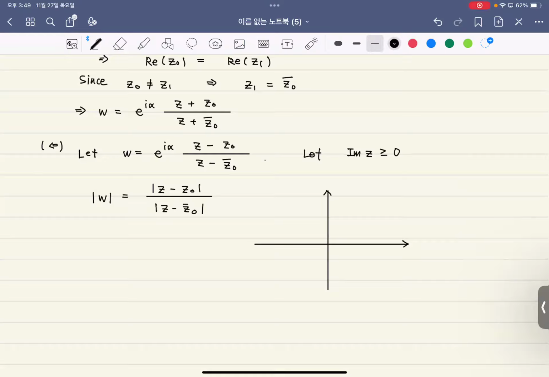Then if you measure the distances between these two, so if this is my z, then this is, well, okay, so this is 1. Comparing the lengths between these two, this guy is clearly shorter than this distance. Therefore, the modulus of W must be less than 1, right?